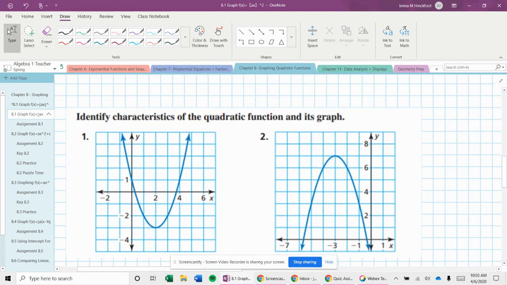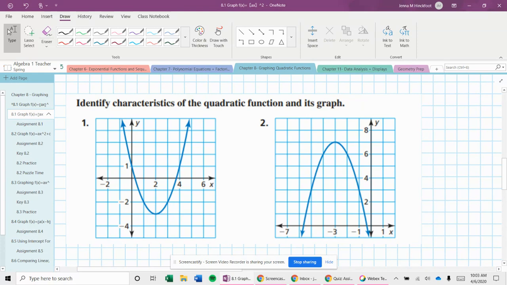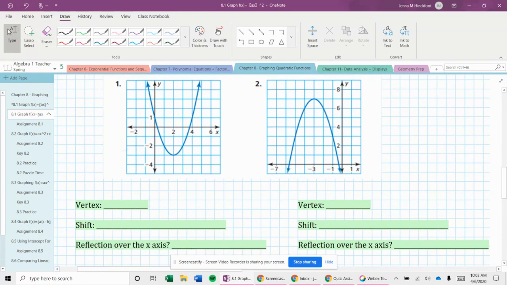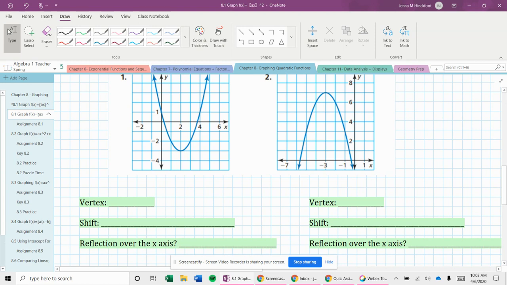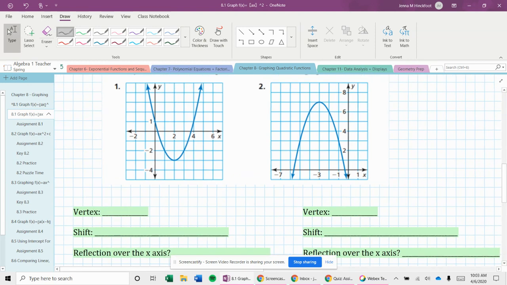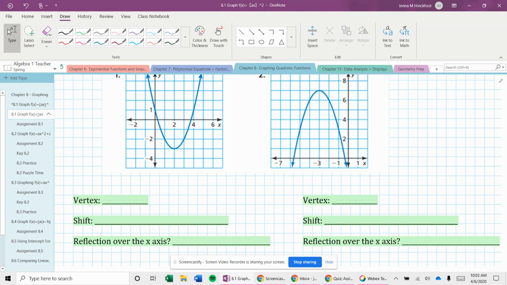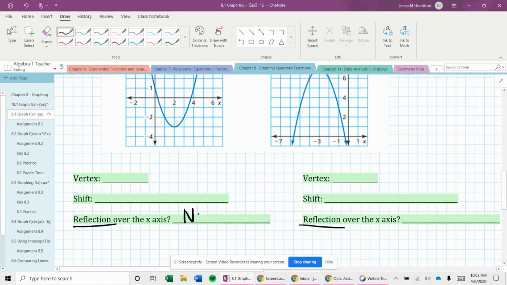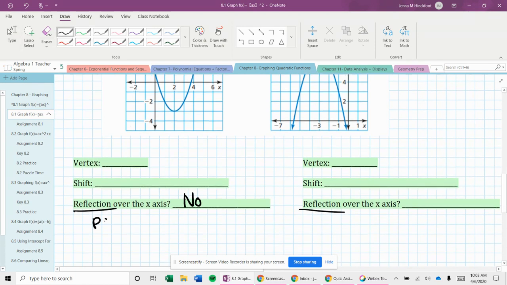So let's start with just identifying this, just breaking this apart. And then these are just the 3 questions you're going to answer, and this is how your assignment is too. So on question 1, okay, your parabola opens up, so you can see the difference between questions 1 and question 2. Question 1, it opens up to the top. Question 2, it opens down to the bottom. Okay, so that right there identifies the reflection. So for question 1, there is no reflection because your parabola opens up.